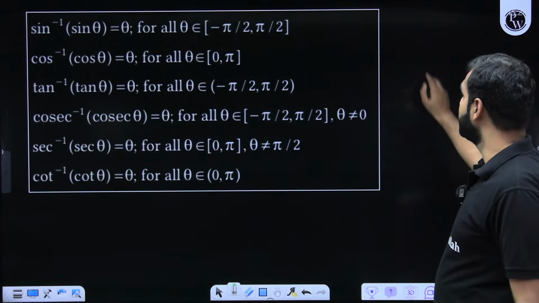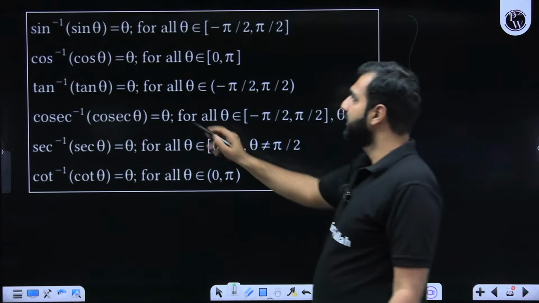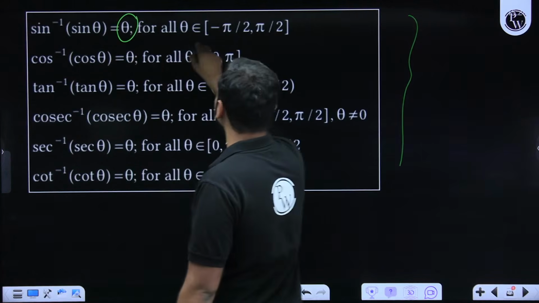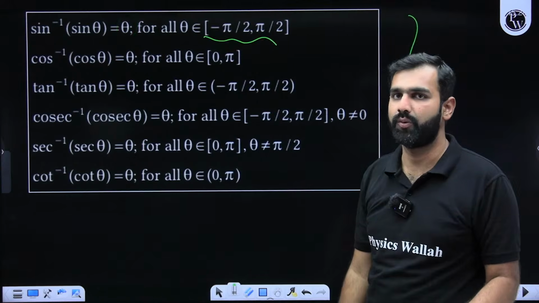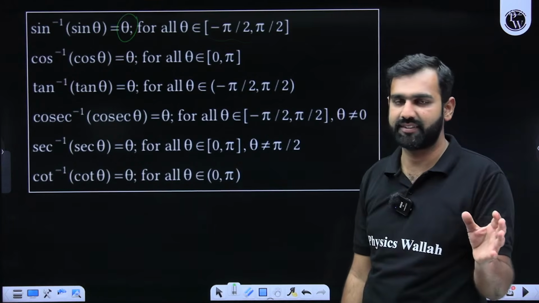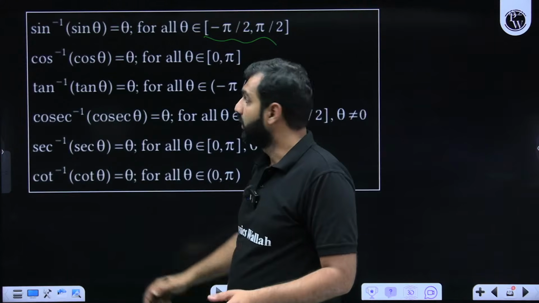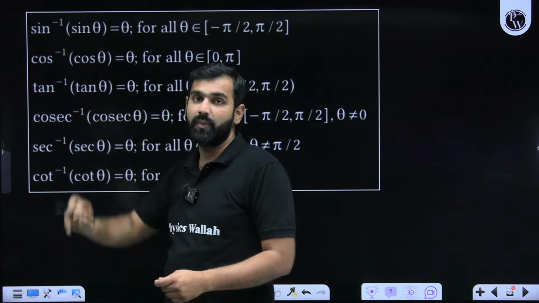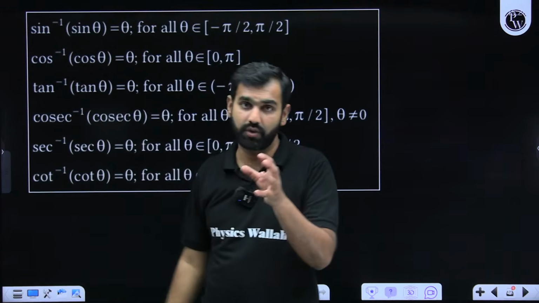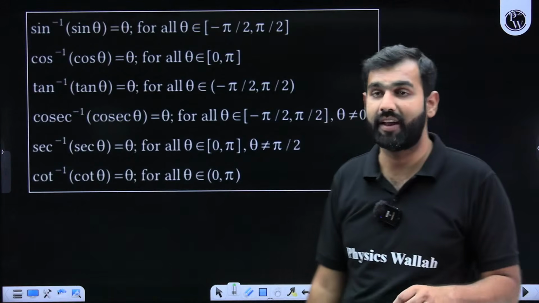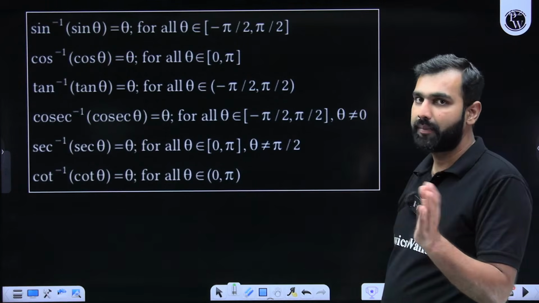Some properties are self-explanatory, for example, sine inverse of sine theta will be theta, but theta should be between minus pi by 2 and pi by 2. You cannot have it always as theta. That's a question. If I'm willing to nullify this sine inverse by sine, and I wish to write this theta, I should have this clarity that this should be the principal value branch. This theta should lie between minus pi by 2, pi by 2 only.